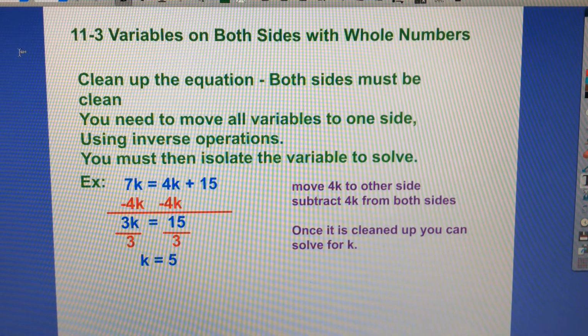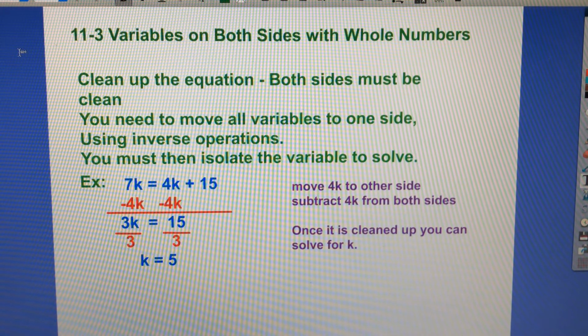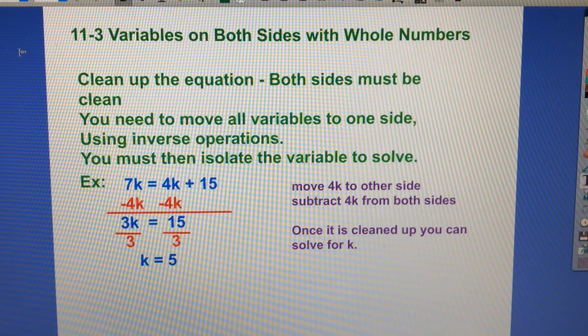That means you have to do your like terms, your distributive property. You have to combine things so that you get down to just one variable on each side, one constant on each side. Then you can begin to move the variables all to one side. So you do need to move all the variables to one side, and you do that by using inverse operations. You must then isolate the variable and solve for it.